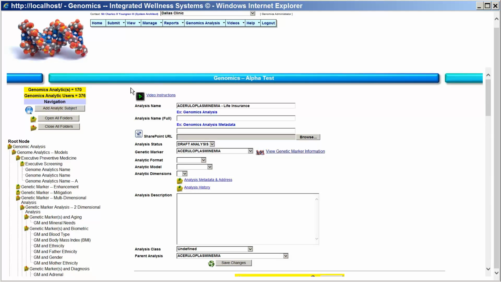Again, this has been a discussion of the Genomics Integrated Wellness Systems medical provider experience in terms of using our software solution on a day-to-day basis.